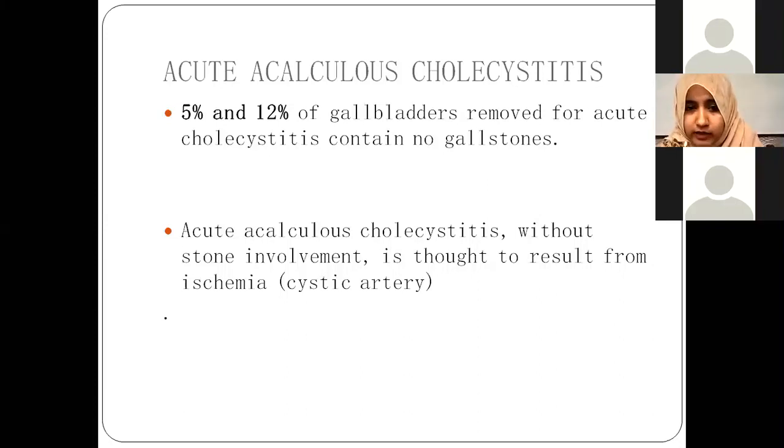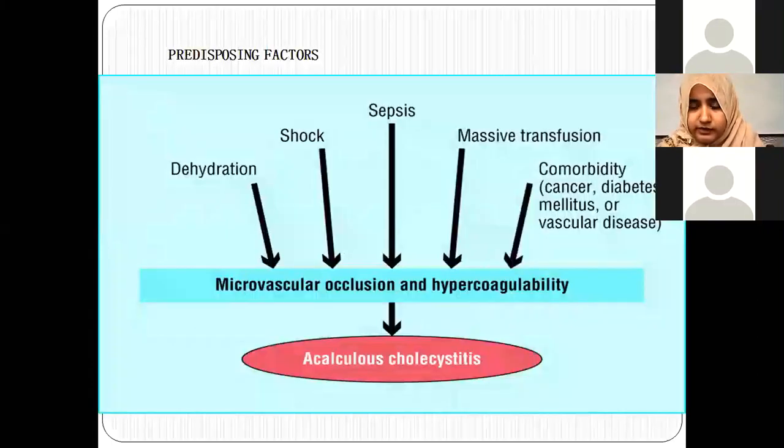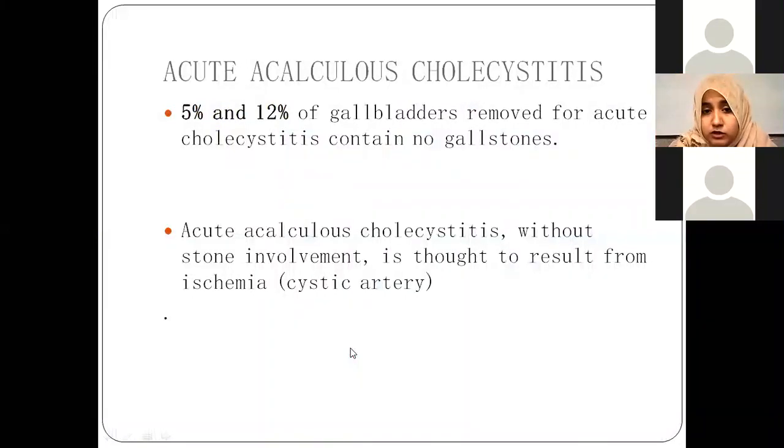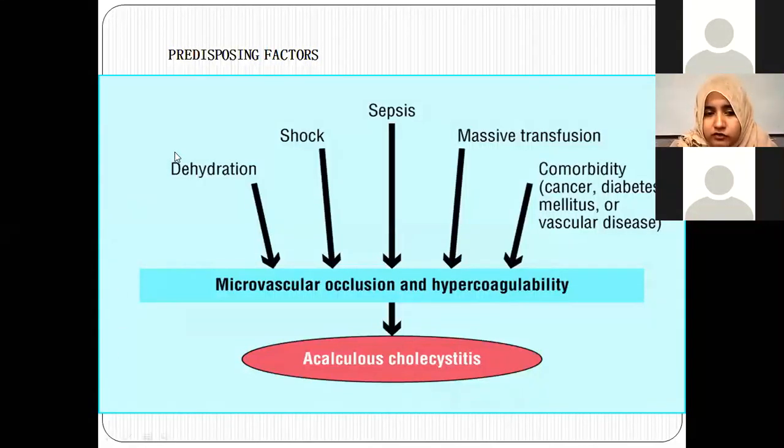But what happens in acalculous? There is ischemia, there is impaired blood supply, and to combat that, the gallbladder mucosa will react so that it will get all the signs of inflammation, and then all the phenomena which you have read earlier, and prostaglandin release and all. So what are the conditions which cause the acalculous type of cholecystitis? Cholecystitis without the presence of gallstone. These are the conditions where there isn't any history of gallstone in the patient, but still his gallbladder seems to be inflamed.